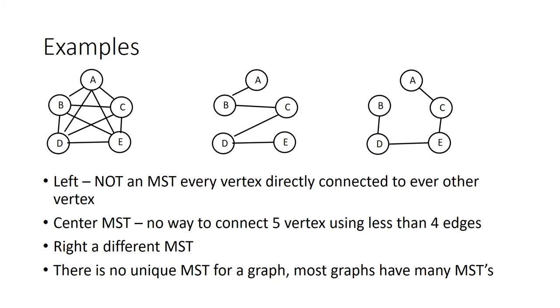We know it's an MST because if we have 5 vertices, we know that we need at least 4 edges. And as long as they're each connecting different vertices, we'll get an MST.